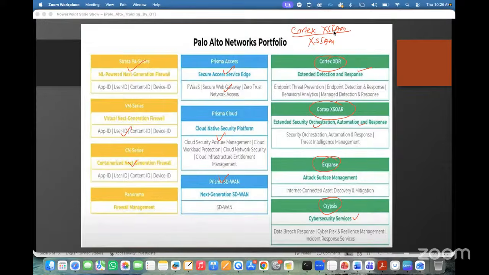So there are two modules. One is the Cortex XSIAM Analytics Engineer course, and another course is going to be Cortex XSIAM Engineer. So if you're planning for that, you can go for that also. But for that also, you require the Palo Alto knowledge.